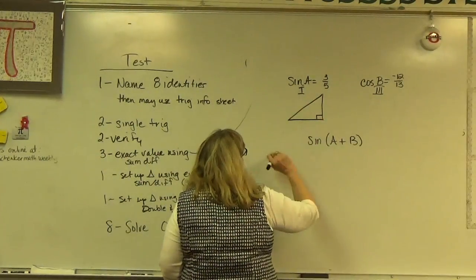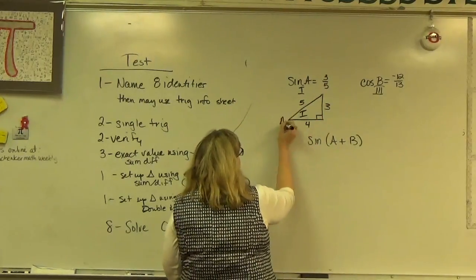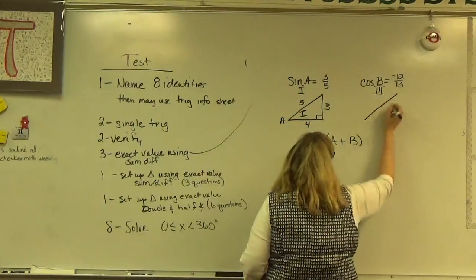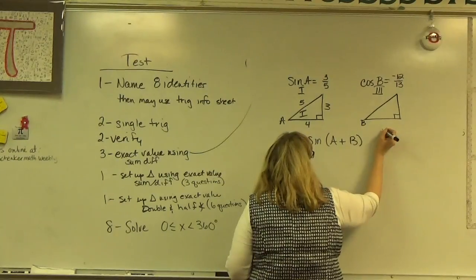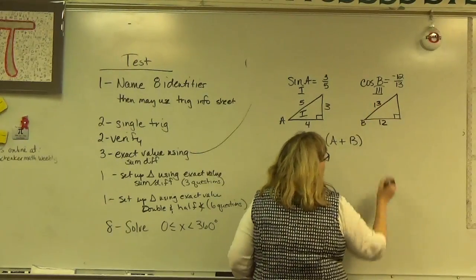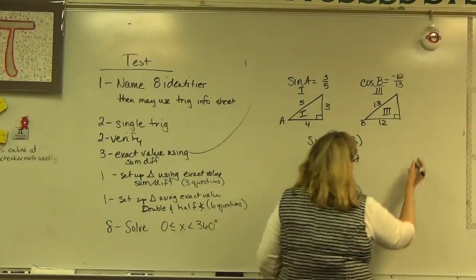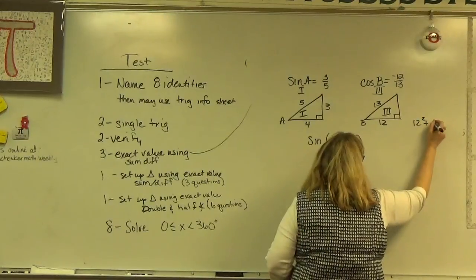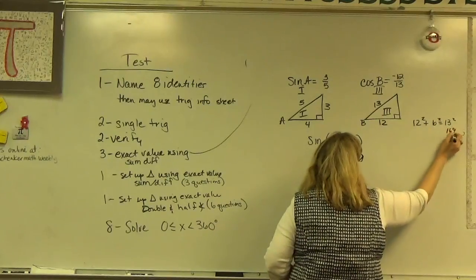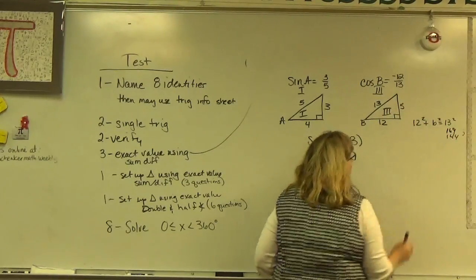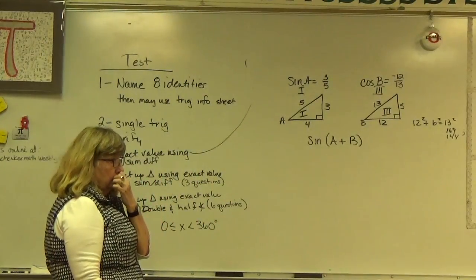Sine is opposite over hypotenuse, 3, 5, 4. So this is a 3-4-5 triangle. First quadrant. What's the cosine? Adjacent over hypotenuse. It's a 3rd quadrant triangle. And so Pythagorean theorem would be 12 squared plus something squared equals 13 squared. And we don't put the negative. So it'd be 169 minus 144, so it'd be 25. You're right. Are we good? I think so.